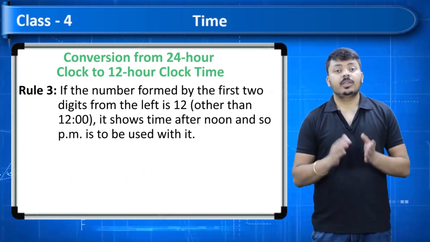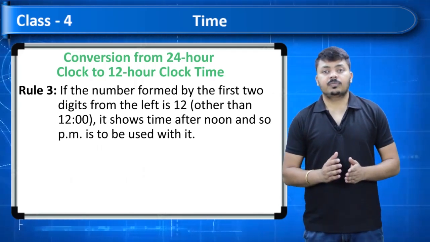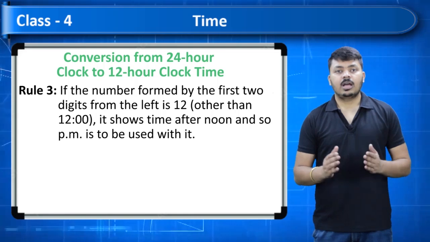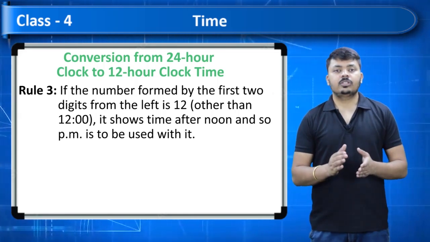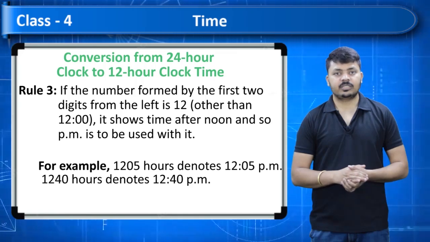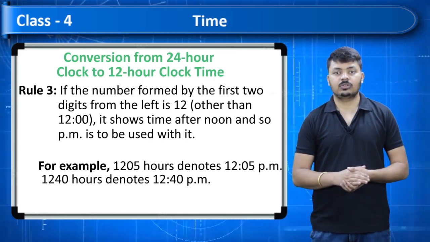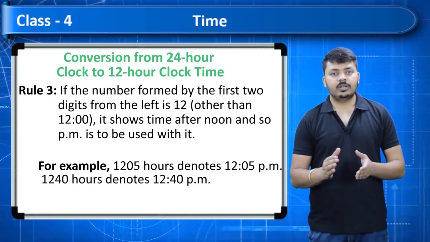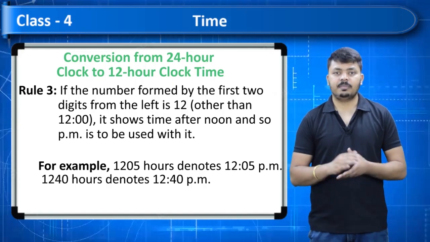Rule 3. If the number formed by the first two digits from the left is 12, it shows time after noon and so PM is to be used with it. For example, 1205 hours denotes 12:05 PM. 1240 hours denotes 12:40 PM.